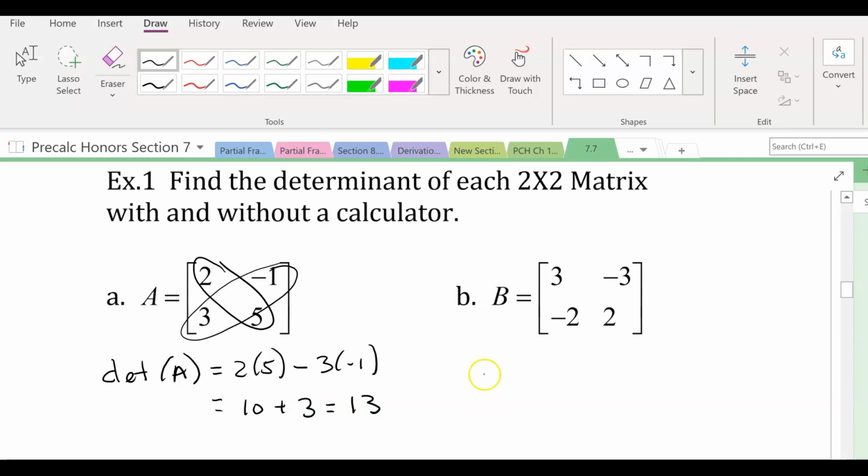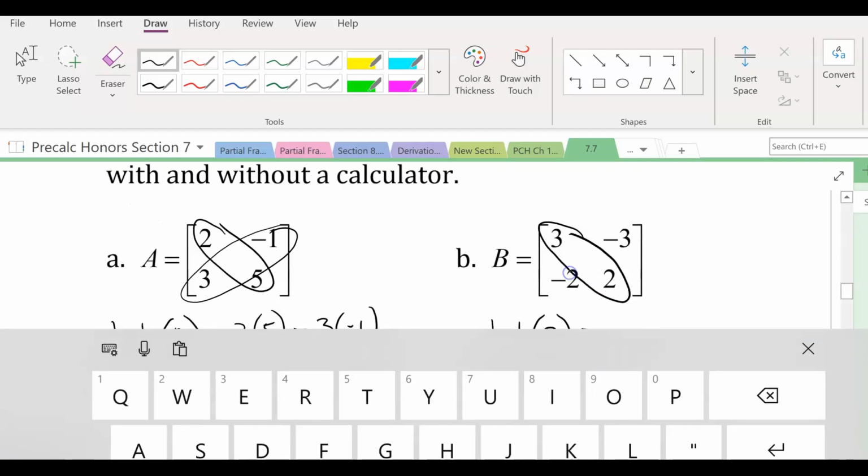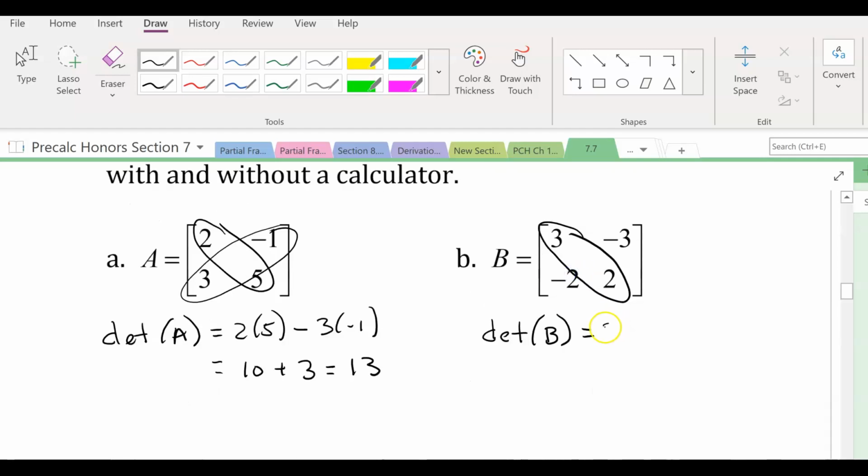If you want to pause the video and work out part B, feel free to do that. I'm just going to work it out here. So the determinant of B, again, the product of these two, it's going to be 3 times 2 minus negative 2 times negative 3. So that's 6 minus 6, or 0. So pretty straightforward for finding the determinant of a 2 by 2.